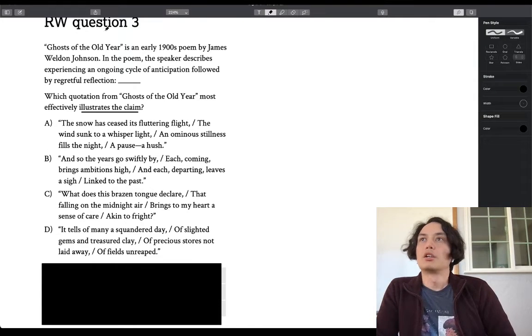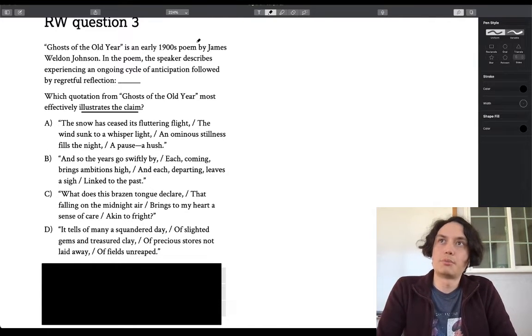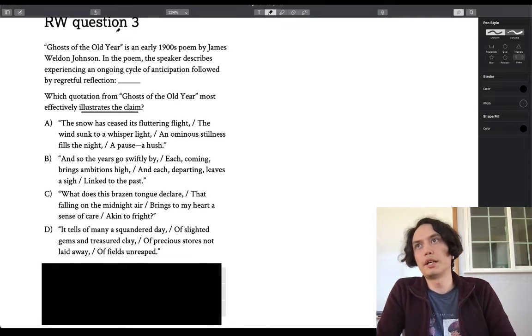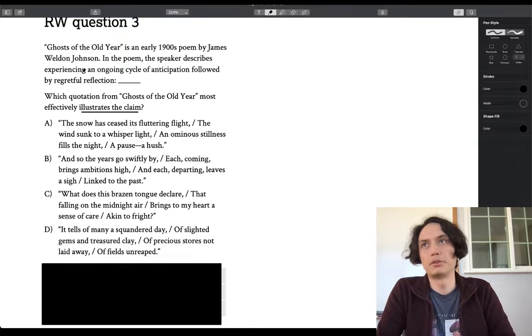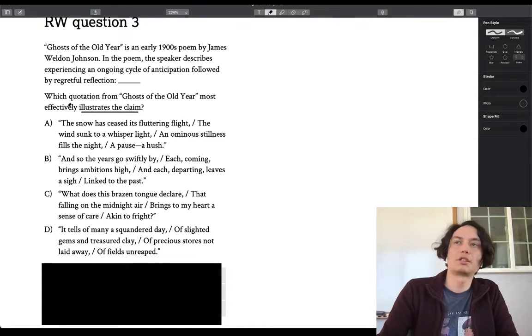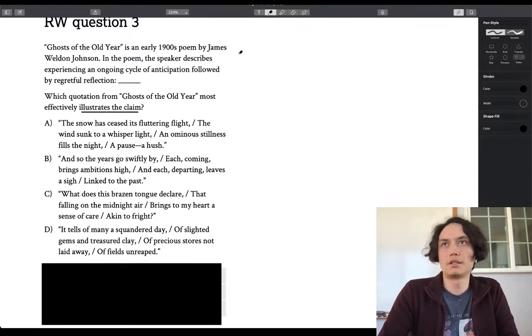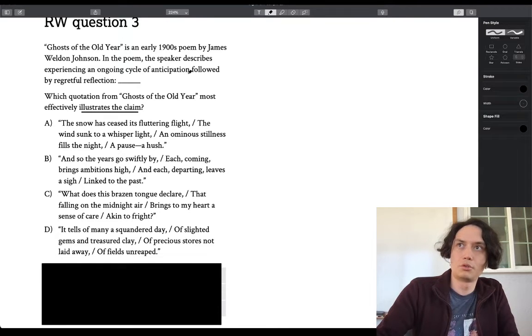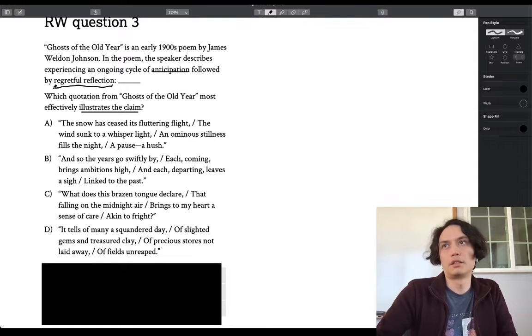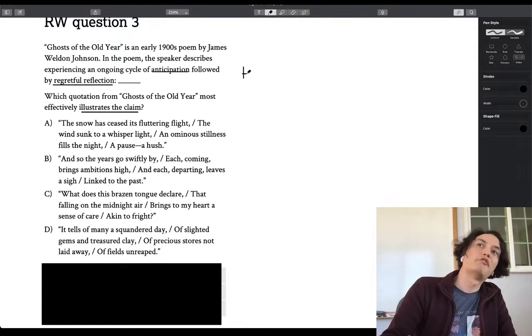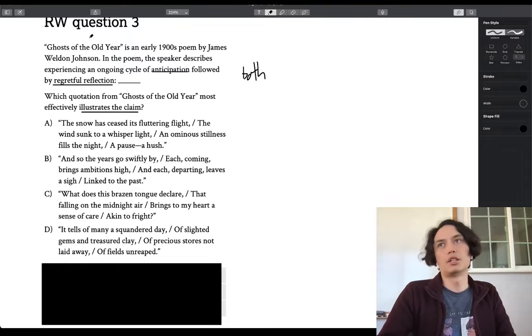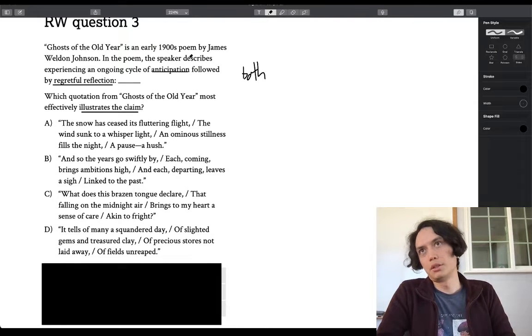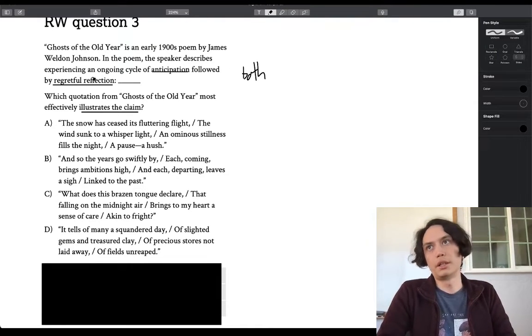All right, whatever. Ghosts of the Old Year is an early 1900s poem by James Weldon Johnson. In the poem, the speaker describes experiencing an ongoing cycle of anticipation followed by regretful reflection. We need to illustrate the claim. The right answer is going to include anticipation and regret. You gotta have both. You can't just have one. So we're looking for a quote that has anticipation followed by reflection.